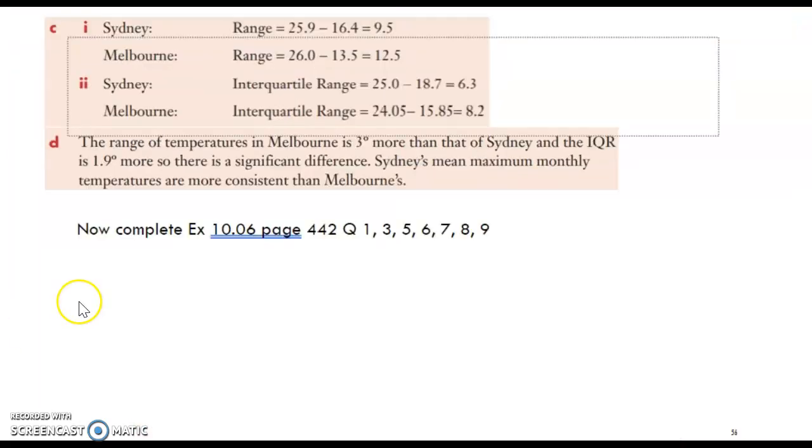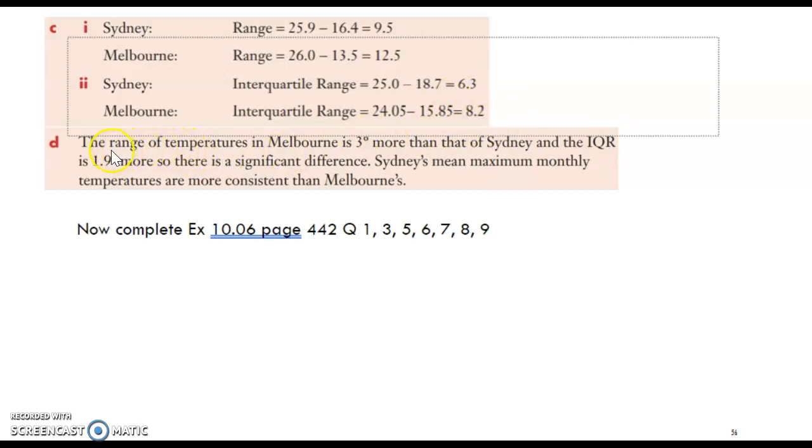Here are the calculations that I was just talking about. So we can compare again the range of Sydney to Melbourne, and we could tell by looking at the graph that Melbourne had a much larger range. And we can also compare their interquartile range. Again, Melbourne has a larger interquartile range.